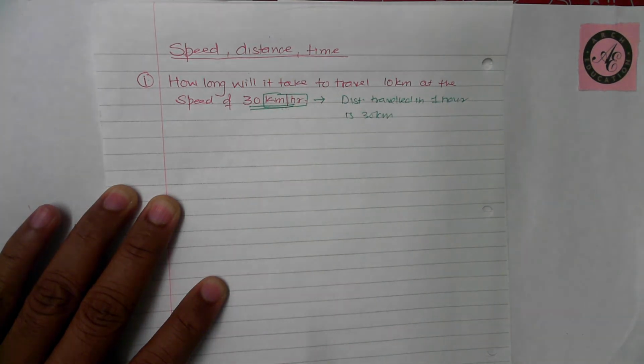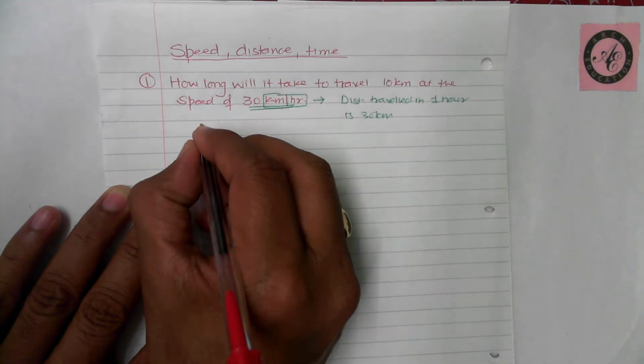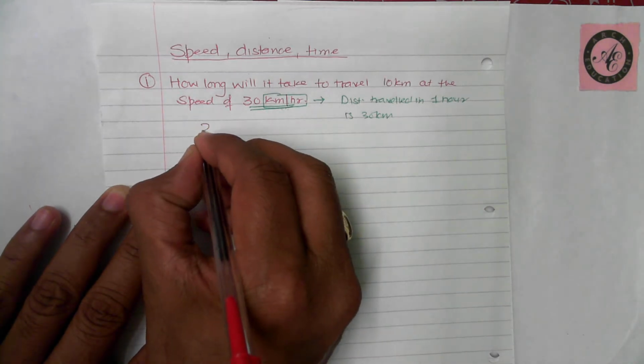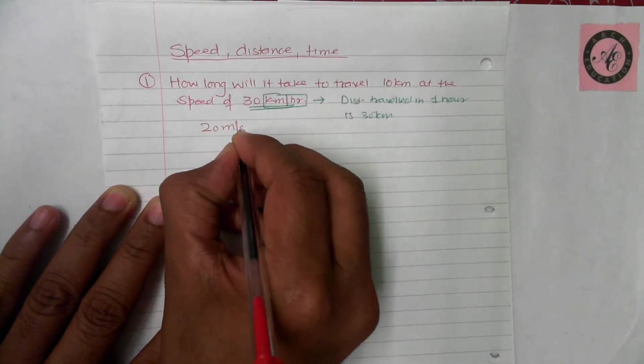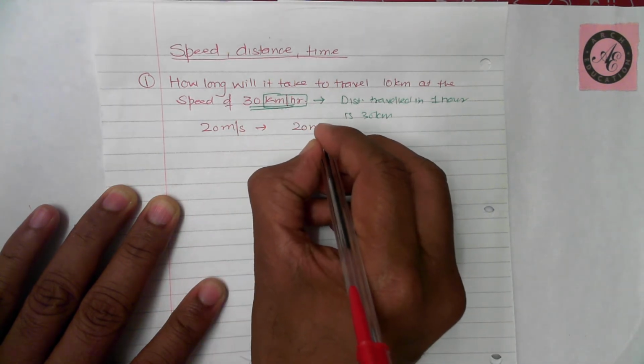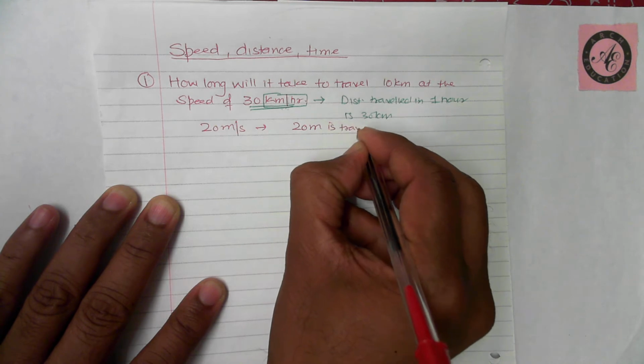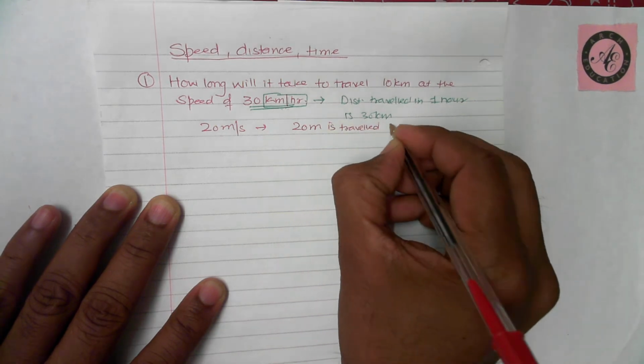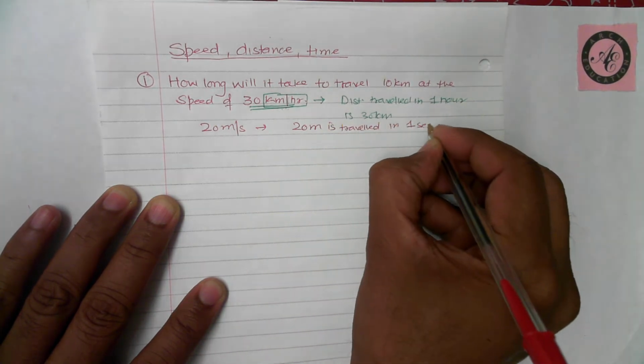And the other unit which speed takes is meters per second. Let's say 20 meters per second, a really fast thing. What does that mean? 20 meters is traveled or covered in 1 second.